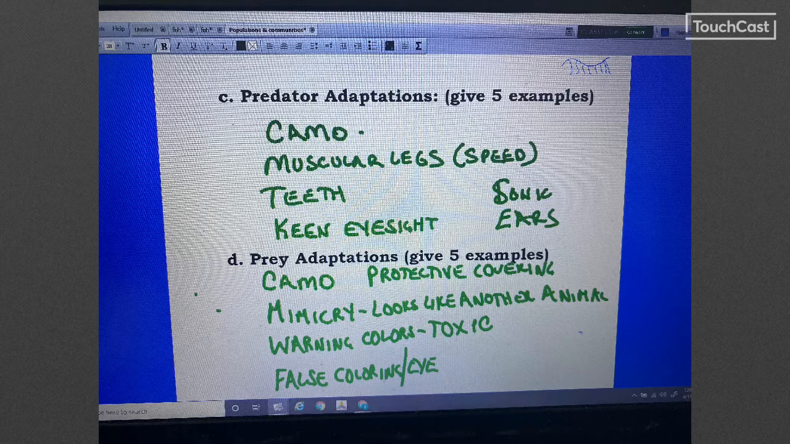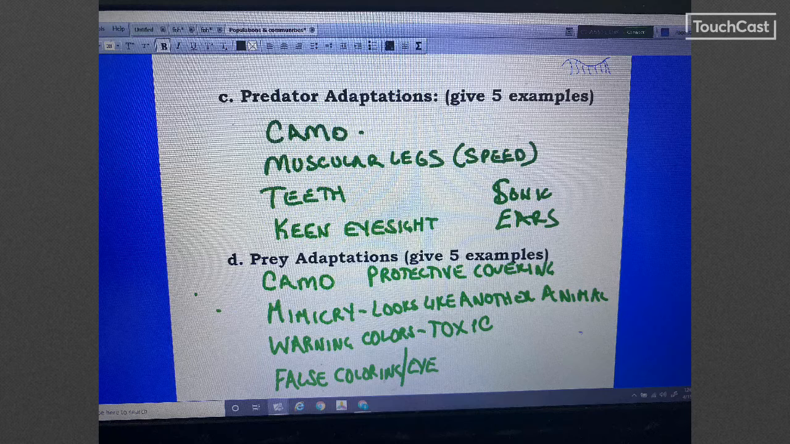Now in your notes, you're actually going to have to copy down what is in green. If we were in class, we would do this part together. Now, to be a predator, you have adaptations that would help you capture your prey. So sometimes they might be camouflage, they can hide out, like lions are the color of the grass and the tall grass savannas that are surrounding them.